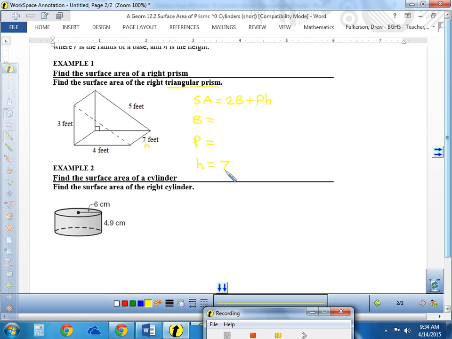Perimeter of the base is also pretty easy, so we can add up the numbers around the edges of this triangle. 3, 4, and 5 are the numbers we would need to add up. 3 plus 4 plus 5. So that's 12.